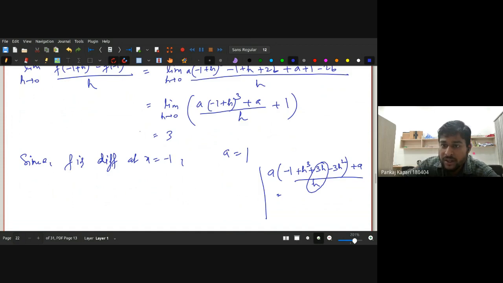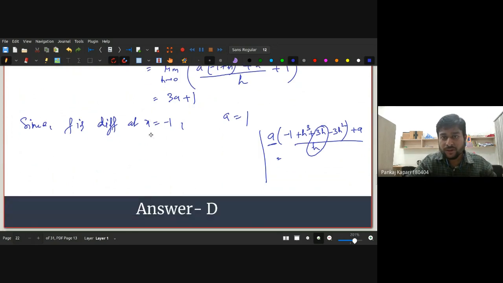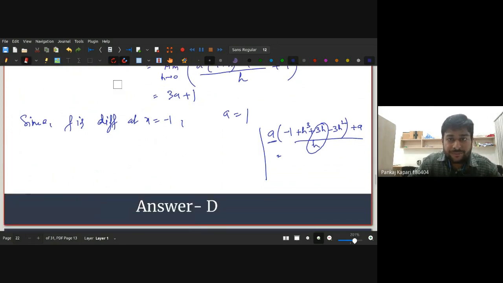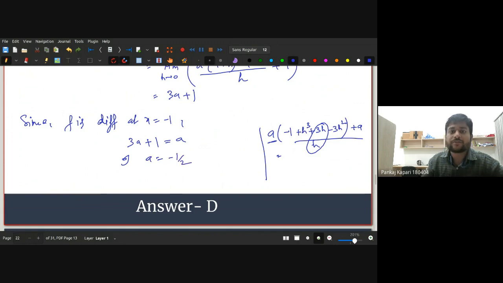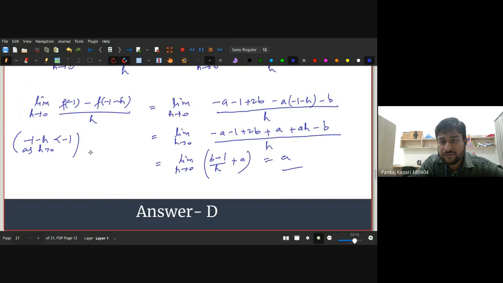No, it's not 3. You have a also outside in the bracket. The limit is 3a plus 1. This is the limit. Okay, so it is differentiable, then that means 3a plus 1 must be a. This will imply that a must be equal to half or minus half. It is minus half. So a must be minus half.